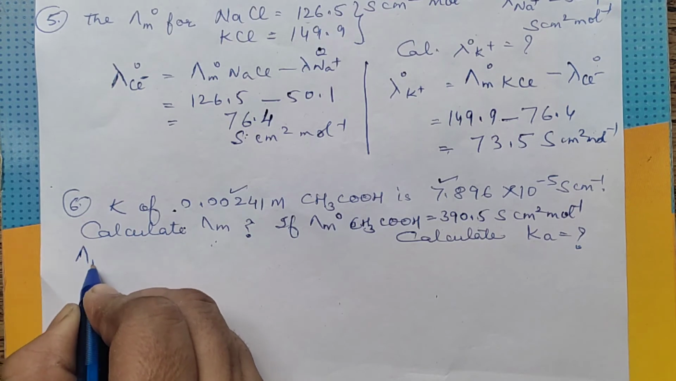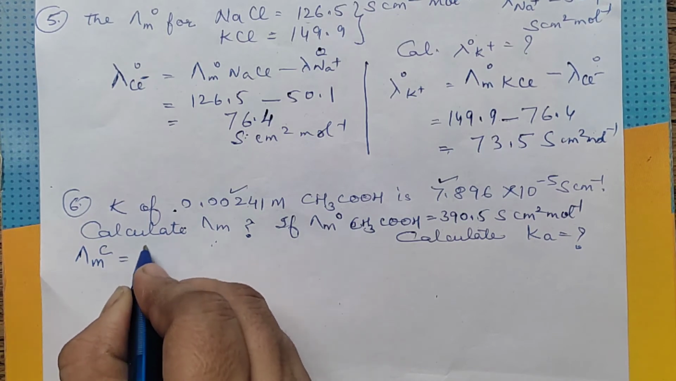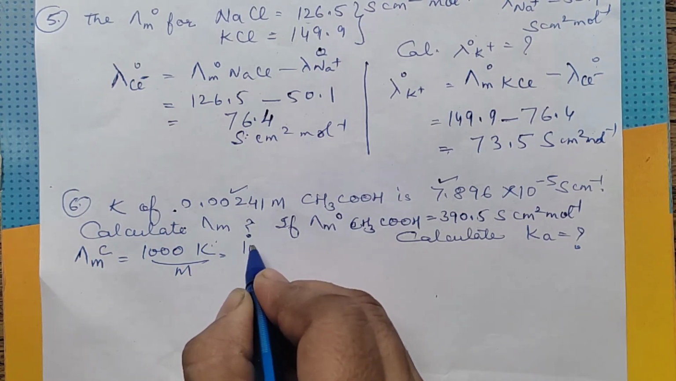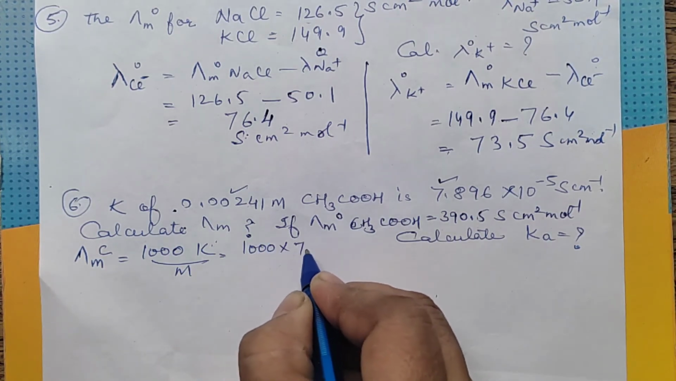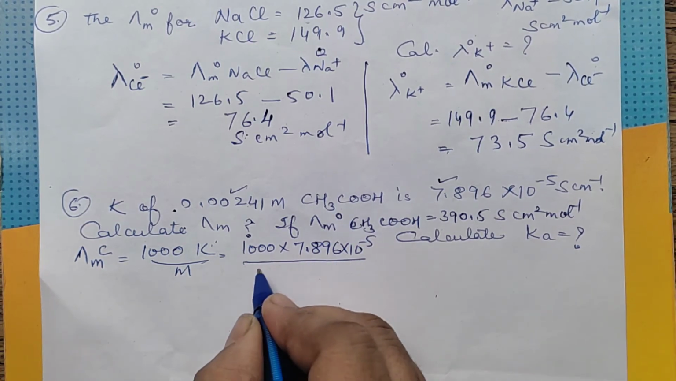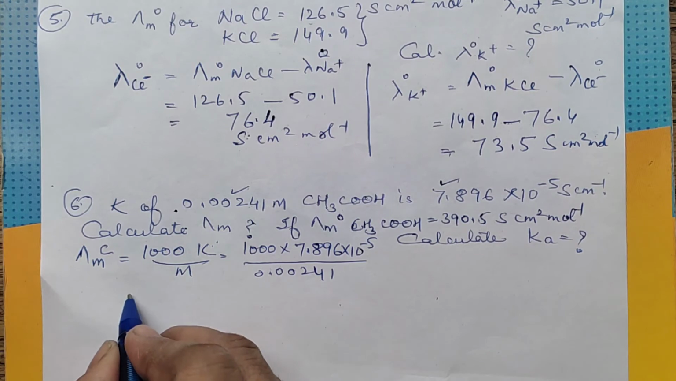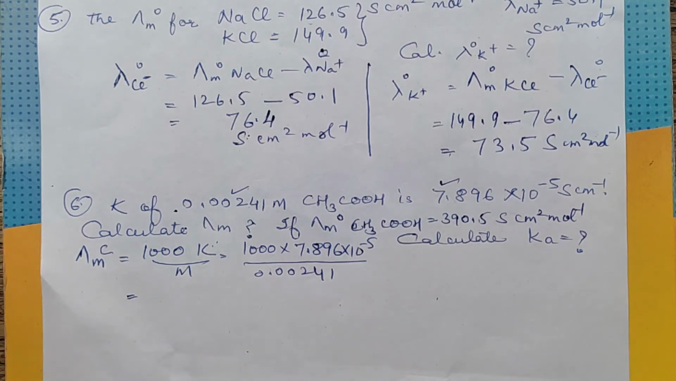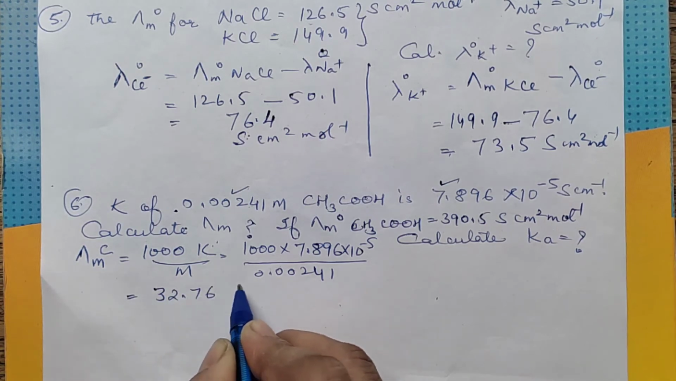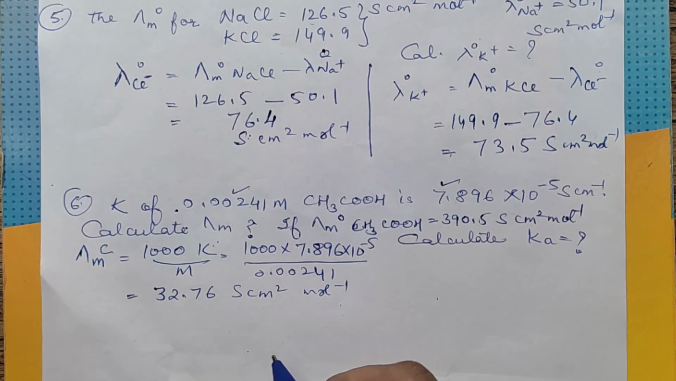First thing is, you'll have to calculate the lambda m at the given concentration. For that you have the same formula, 1000 kappa by M. You can just put the values here: 1000, and the kappa value given is 7.896 into 10 to the power minus 5, and molarity is 0.00241. So this is lambda m at the given concentration, which comes out to be 32.76 Siemens centimeter square per mole.